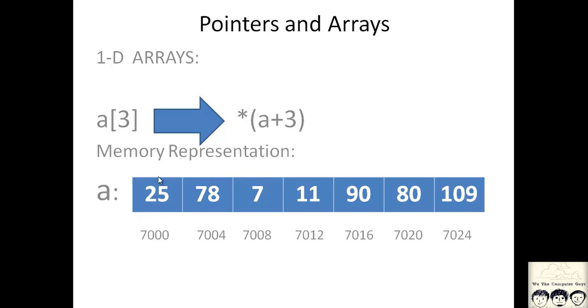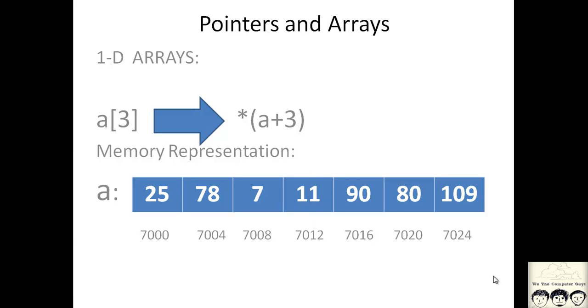Okay, so in memory, arrays are stored in contiguous memory blocks, as in the first element of the array is stored, suppose, at location 7000, the second would be at 7004. I am assuming that the size of int is 4 bytes, and the corresponding elements would be stored at 7008, 7012 and so on. So now I want to access A of 3, that would be A of 0, A of 1, A of 2, and this would be A of 3. So A of 3 is 11.